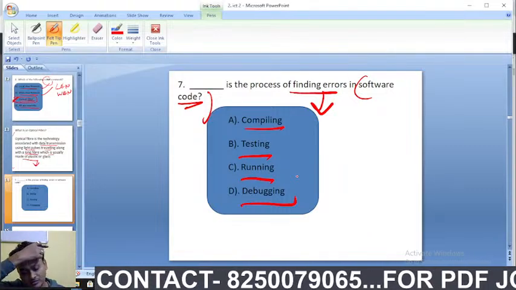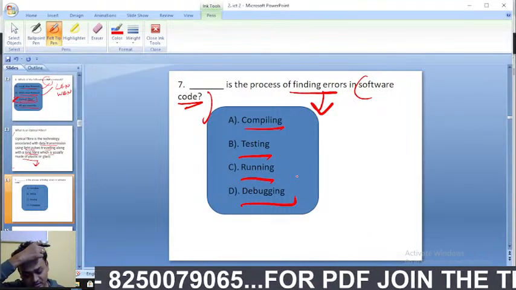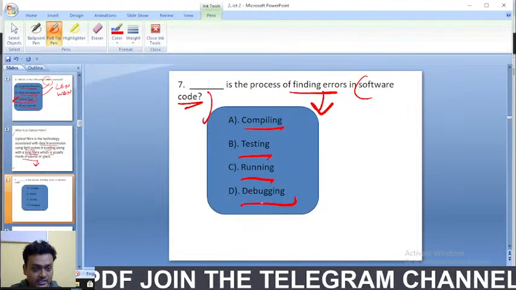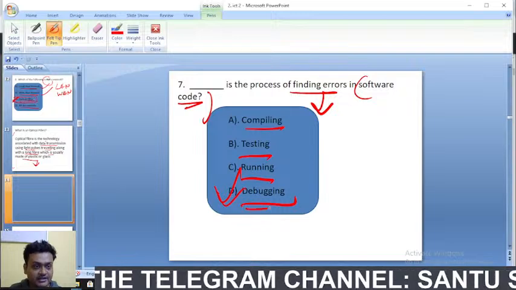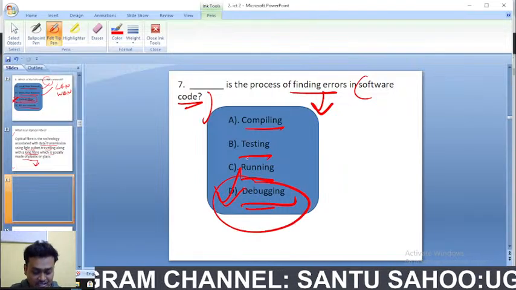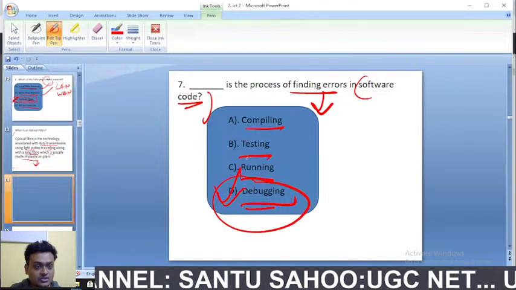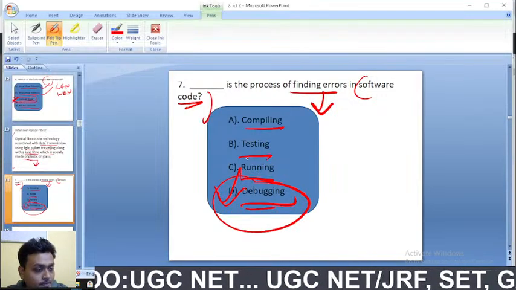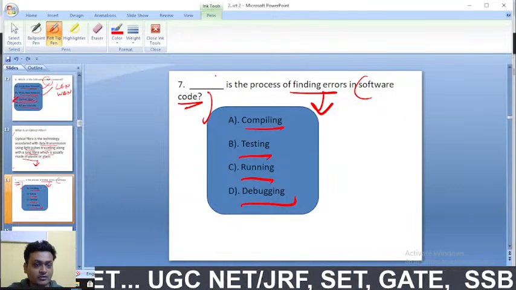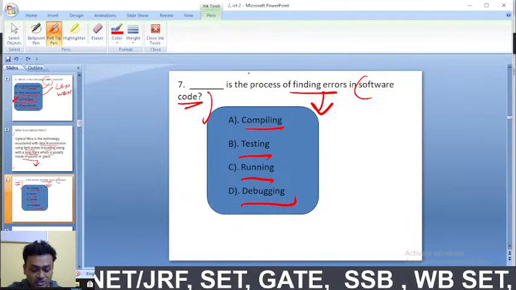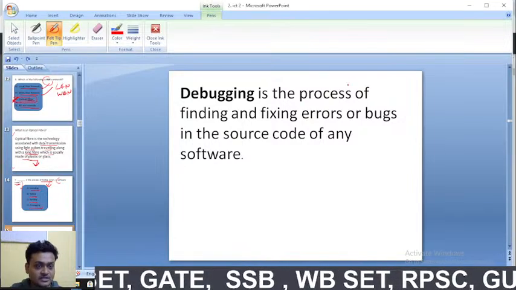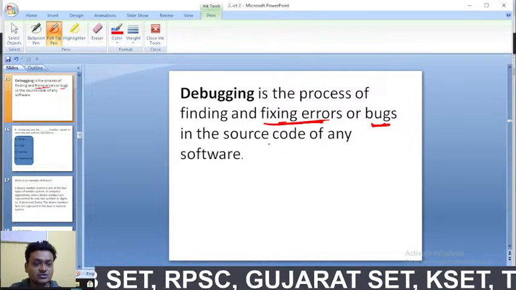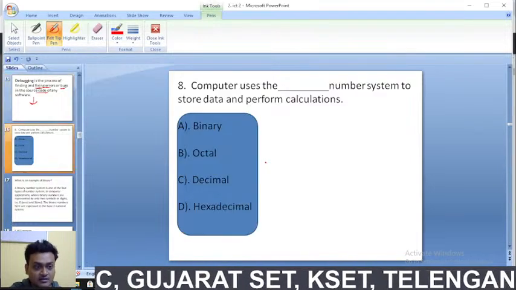Let me see what the others say here. It is D. Exactly, Pramod Babu. It is debugging. Debugging is the process. Exactly, Archana. So debugging is the process. Exactly, Nipa. Debugging is the process of finding and fixing errors or bugs. Errors means bugs in the source code of any software is debugging.